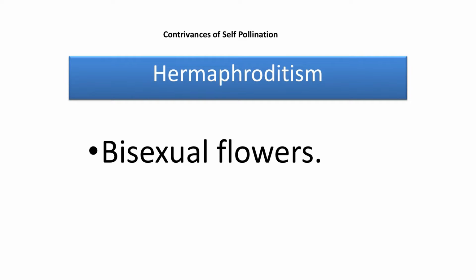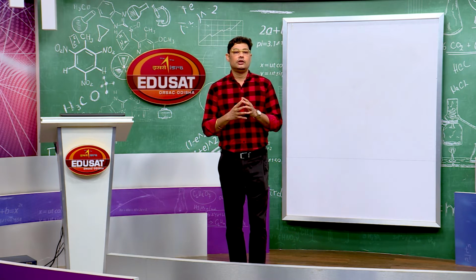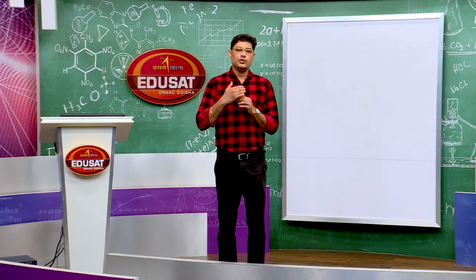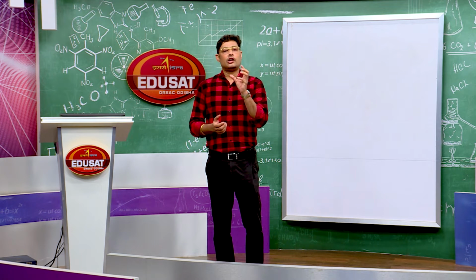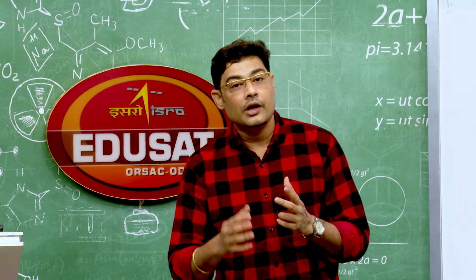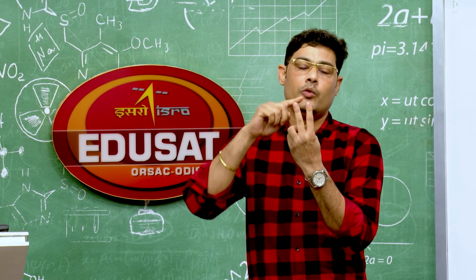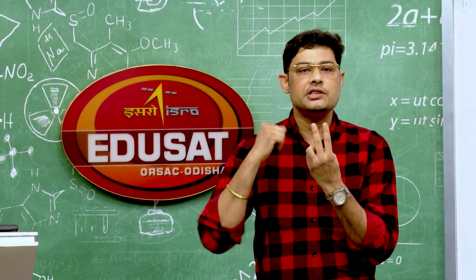Now, Hermes and Aphrodite are gods of Greek mythology. Hermes, as you know, is the messenger god, and Aphrodite is the goddess of beauty. Both are very beautiful, or one is beautiful and the other very handsome. That is called hermaphroditism, or the hermaphrodite condition. Hermaphrodite condition means bisexual condition. Suppose this is a flower, this is the male part and this one is the female part. When both the parts are present in the flower, naturally the chance of self pollination is more.